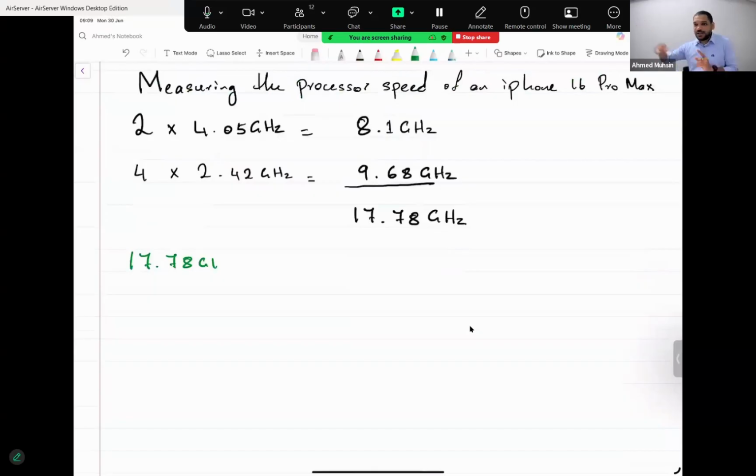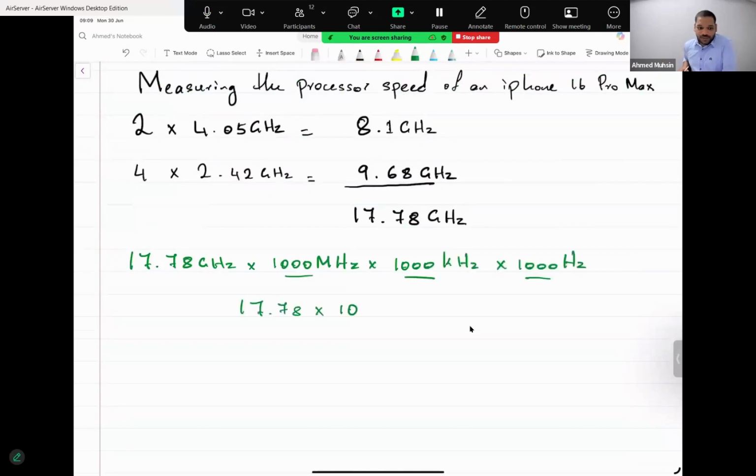One second, there is a delay between my tab and the screen. Sorry about the delay. 10 to the power of 9 hertz. Now tell me this in words. Every second, this processor can execute how many instructions? 17.78 billion instructions every second. This is the power of that processor. Are we okay with this, guys?